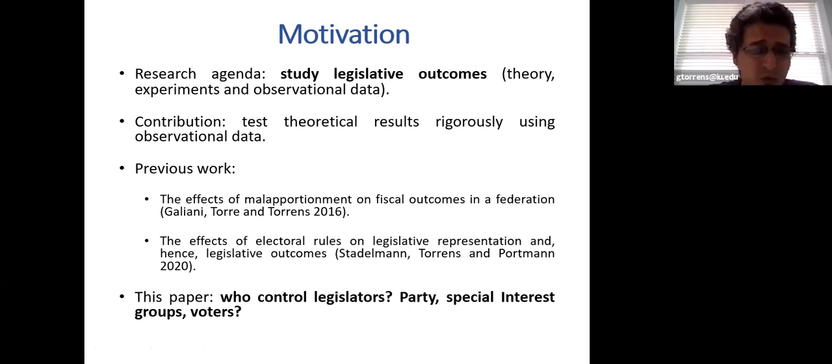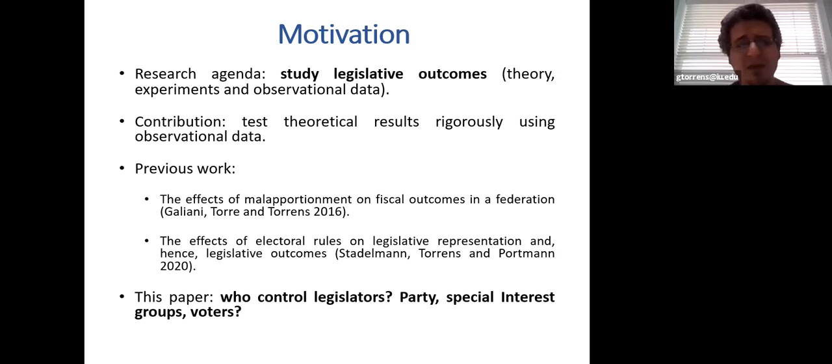We have some previous work on this research agenda. One is on fiscal outcomes in a federation using data from Argentina and the effects of malapportionment in Congress on those fiscal outcomes. And probably closer to the current project is another paper using Switzerland data on the effects of different electoral rules on legislative representation, also with David Stadelman and Marco Portman.